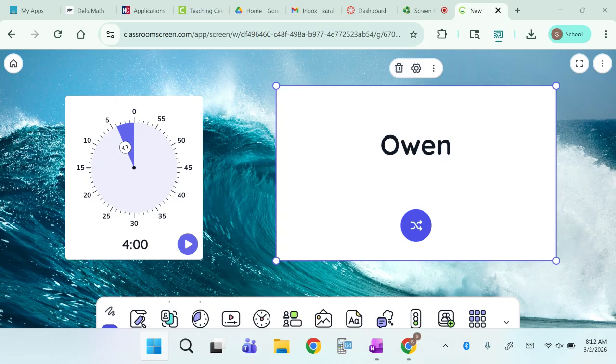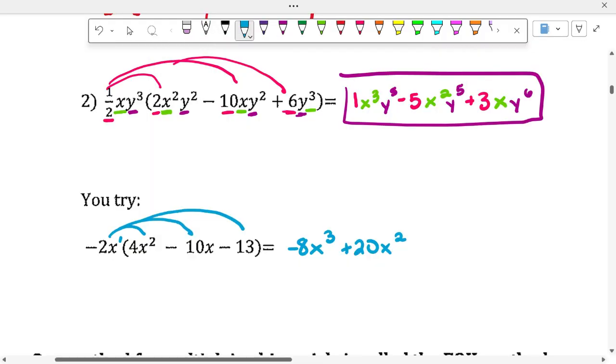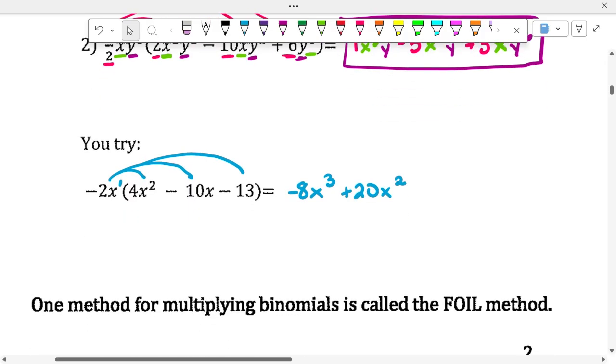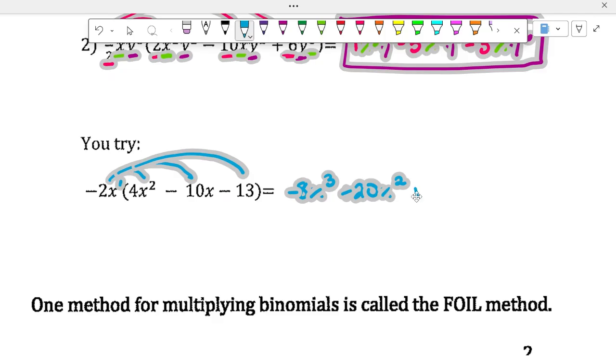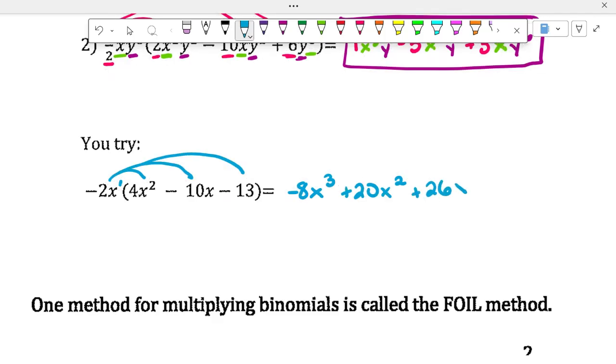Finally, Owen. Negative 2x times negative 13. So negative 2x times negative 13 would be positive 26x. Good. Any questions on multiplying by monomials? So again, that's just the distributive property.